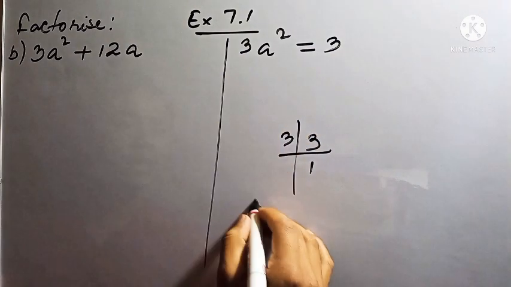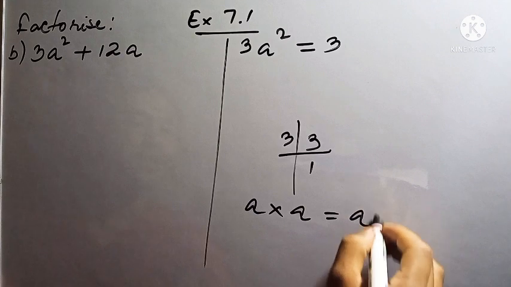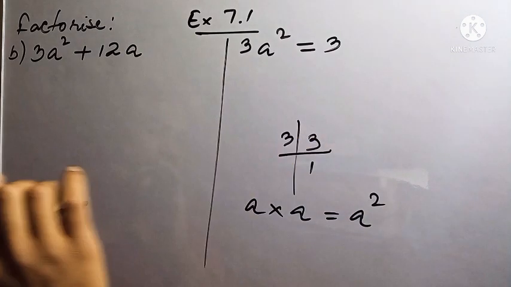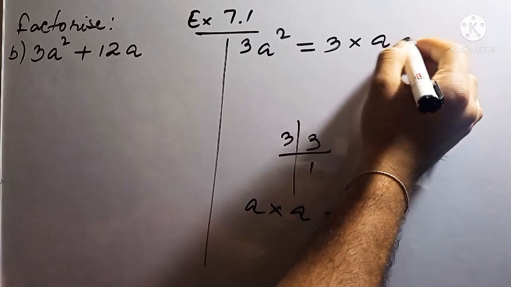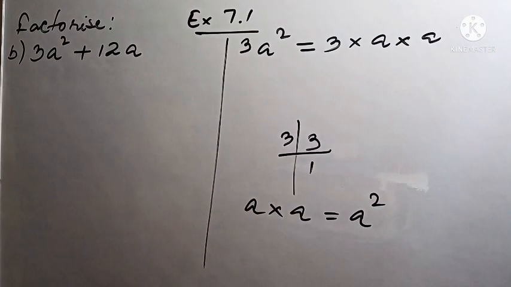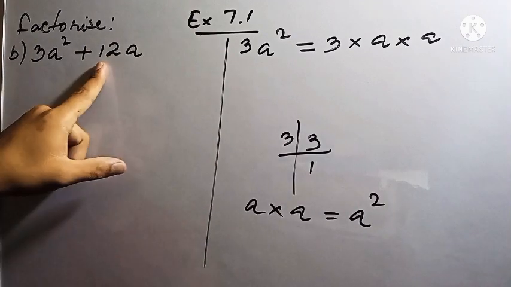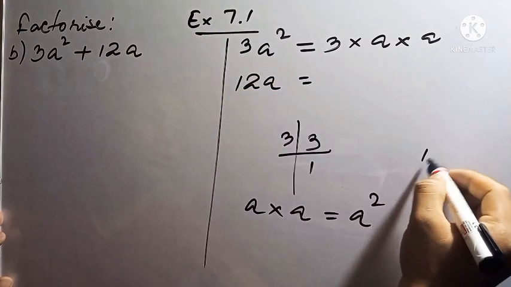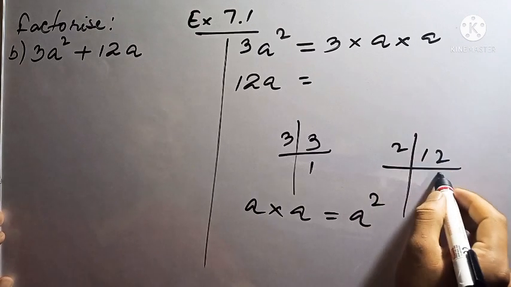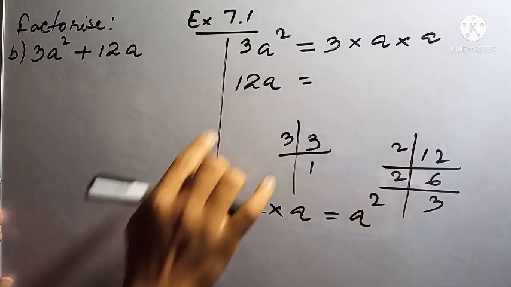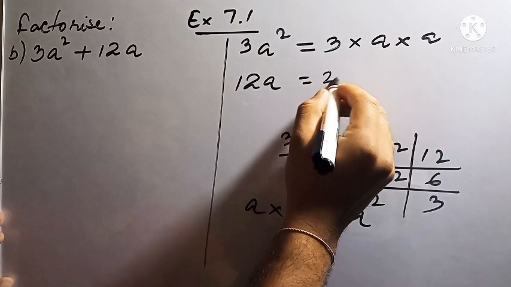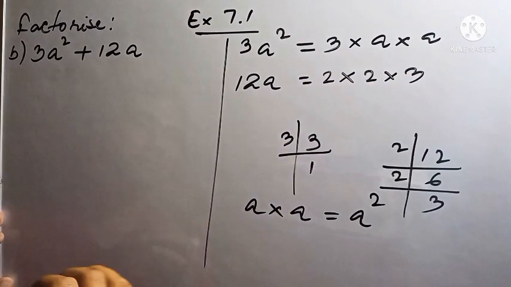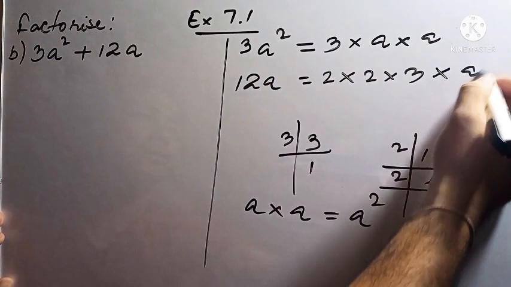A squared. If you multiply a and a, what will you get? You'll get a squared. So in place of a squared, you can write a into a. In the exam, you don't need to show all these things, but for now, let me teach you this way so that you can understand better. And what about the next term? This is 12a. If we factorize 12, what do you get? 2, 6, then 2, 3. So in place of 12, you can write 2 into 2 into 3. We have just a here, so you write a.